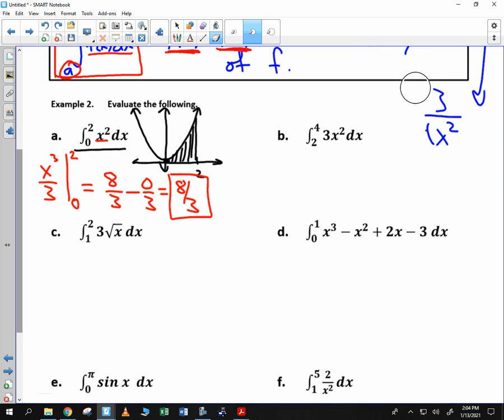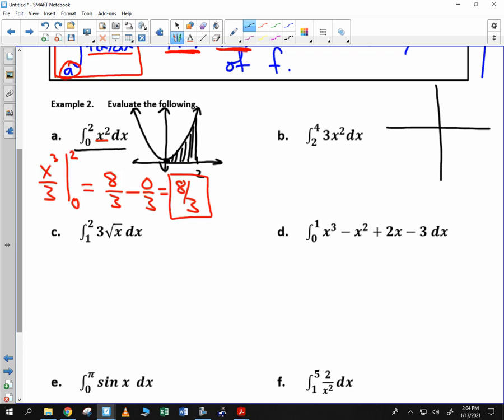We look at the next one. Looking at 3x squared from 2 to 4. I like to draw a little graph. You should always draw a little graph to verify that you are looking at the area correctly. 3x squared is going to look something like that. I'm looking from 2 to 4. So that's the space we're looking at. Simply find the antiderivative. It is x cubed. Evaluate it at 4 and 2. 4 cubed is 64. 2 cubed is 8. We subtract them, and sure enough, you get 56.